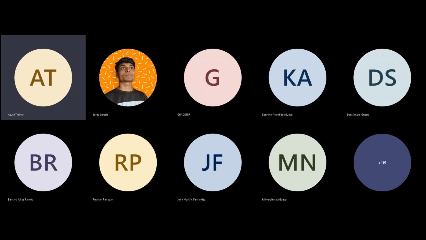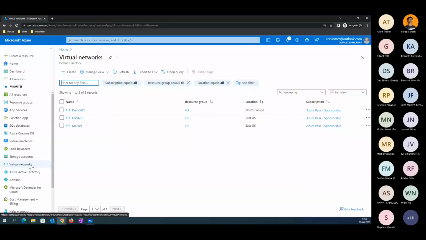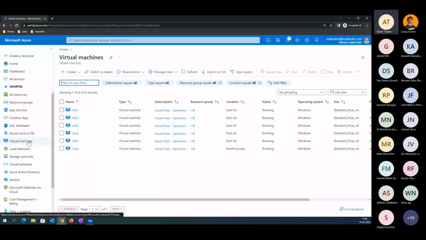Let me take you into the portal first. Can you comment on the chat, how many networks are currently available here? How many networks are you seeing? It's three, right? You have two VNets created in the East US region, and one VNet created in the North Europe region. Now, if you go to virtual machines, you can see you have six VMs that have been mapped to these networks, VM1, 2, 3, 4, 5. They're mapped to different networks here. Now, let's see how the VNets are able to communicate. Let's create one by one.